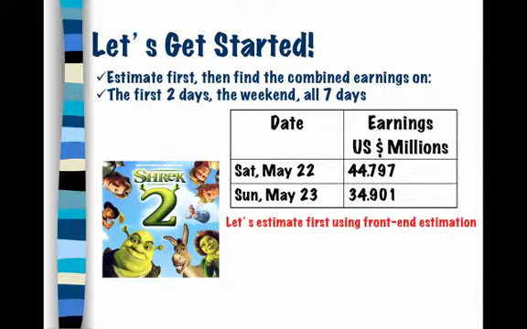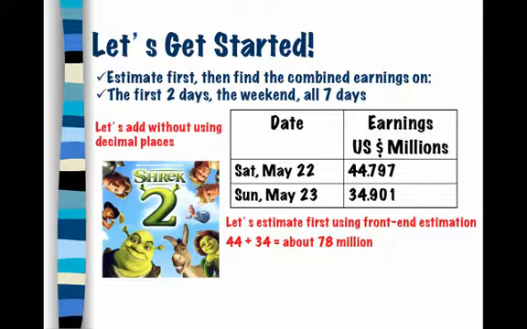So using front-end estimation, we look at the big numbers. Simply 44 plus 34 is about 78 million. Obviously this is going to be an underestimation because we are not using the decimal places, so the actual answer will be slightly higher. But if you happen to get an answer of 780 million, you know you've done something wrong and you haven't used the decimal place correctly.